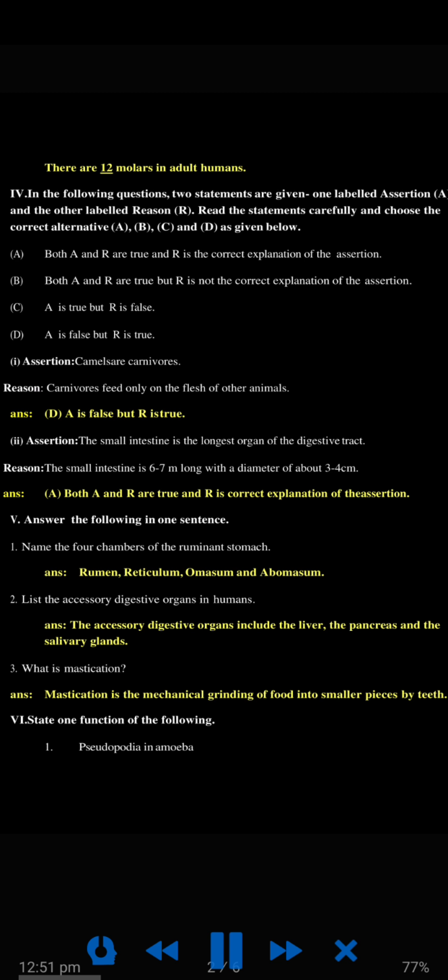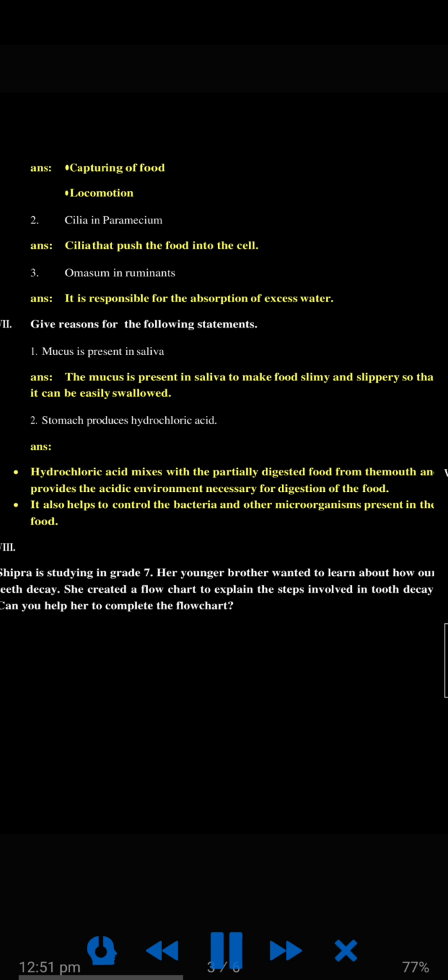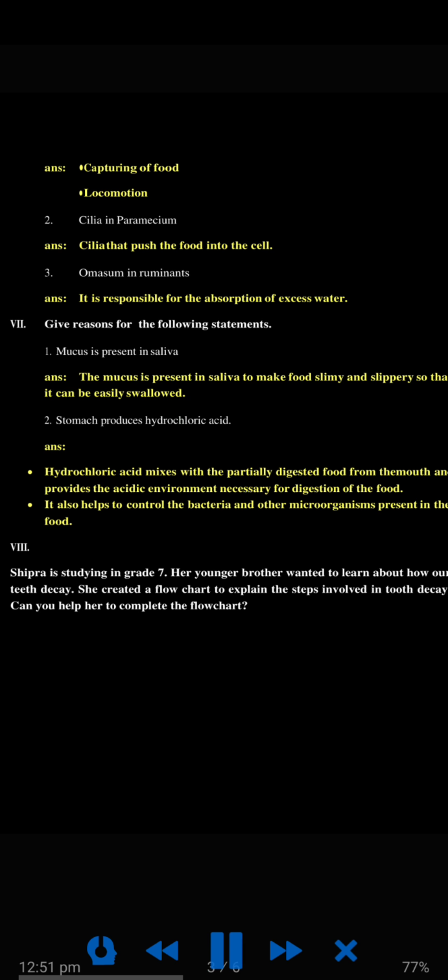VI. State one function of the following. 1. Pseudopodia in amoeba. Ans. Capturing of food and locomotion. 2. Cilia in Paramecium. Ans. Cilia push the food into the cell. 3. Omasum in ruminants. Ans. It is responsible for the absorption of excess water.